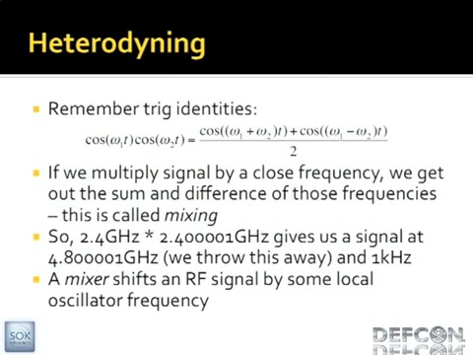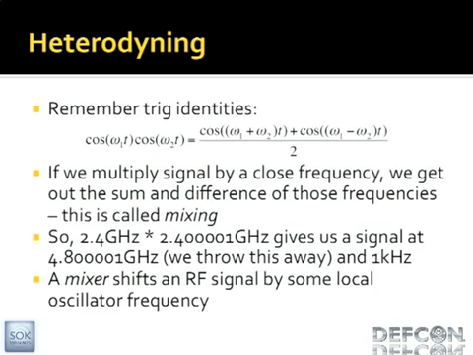The way this works is there's a little more math here. The trig identity that I'm looking at is the product-to-sum rule. Basically, if you multiply two trig functions, or two sine waves at two different frequencies, what you get out is the sum of the two frequencies and the difference of the two frequencies. And you lose half the power in the process of doing that because the two signals are halved. What this is called is mixing. So what we're getting is the sum and difference frequencies.